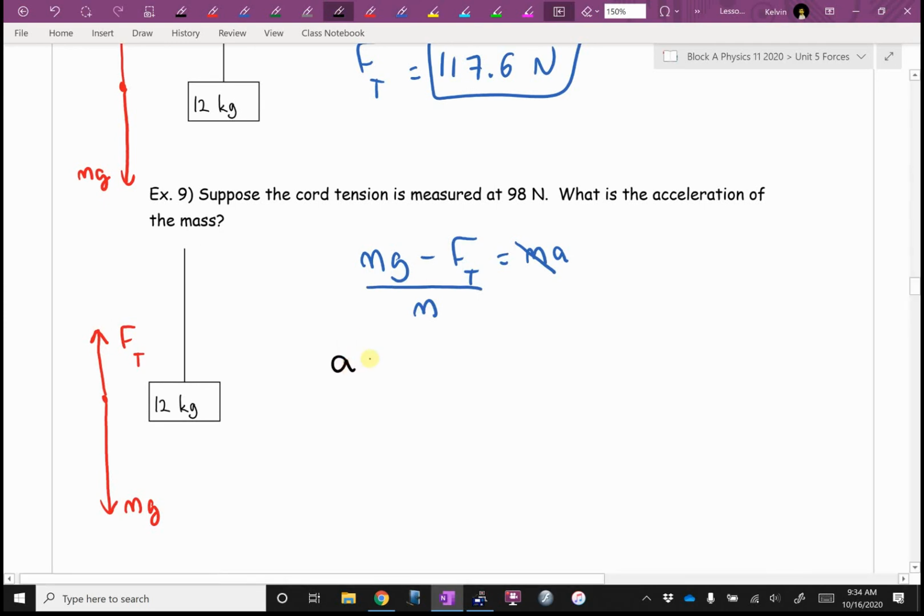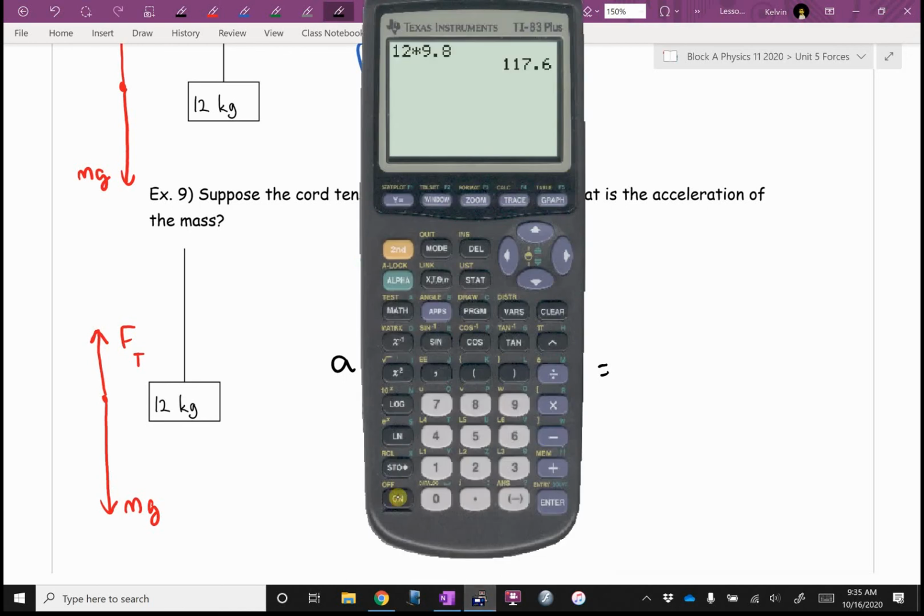So I think the acceleration is going to be M, 12, G, 9.8, minus 98. I don't need to multiply that by anything. That is the tension. All divided by what? Is that a fraction? Probably more than one thing on the top, brackets around the top, or fraction button. You want me to do that in my head? Maybe. It's going to be 117.6 minus 98. So 117.6 minus 100 would be 17.6 minus 2, 15 divided by 12. It's going to be around 1.2. I don't know. 6? I was off by that much?